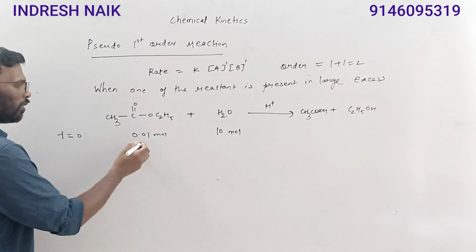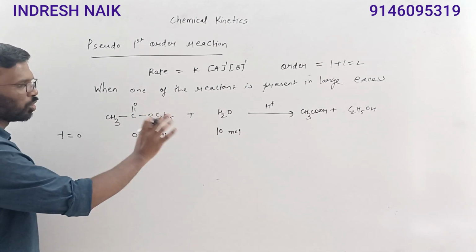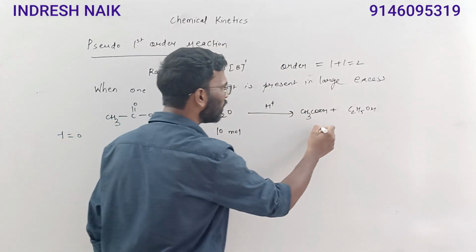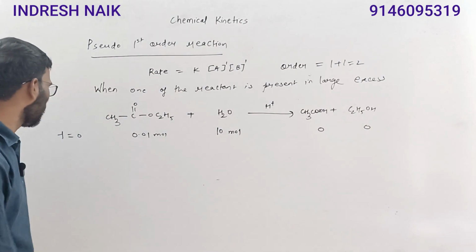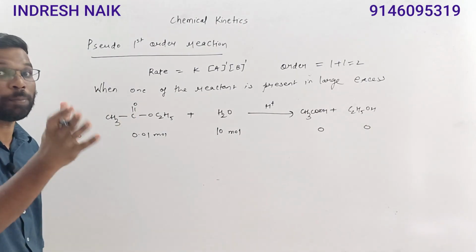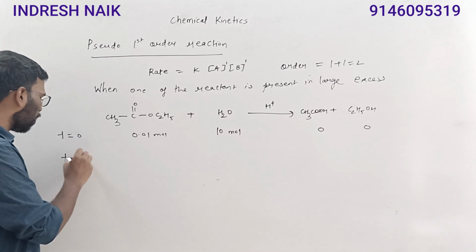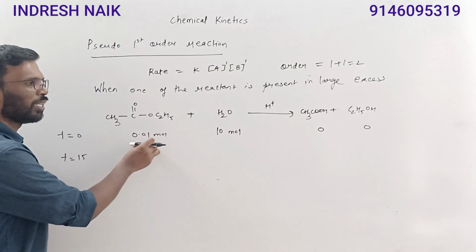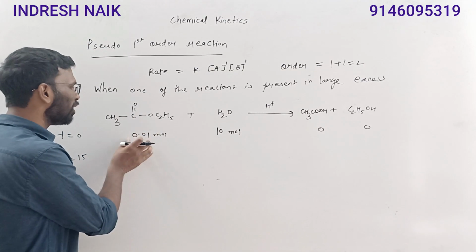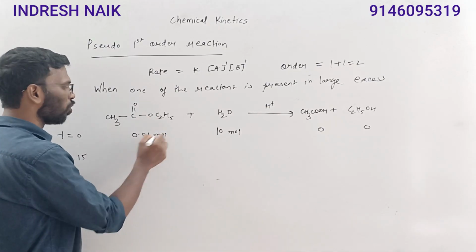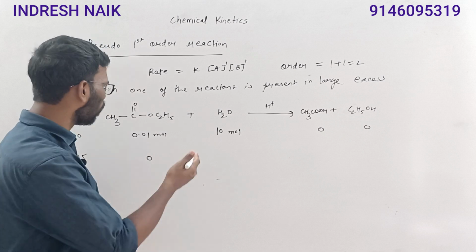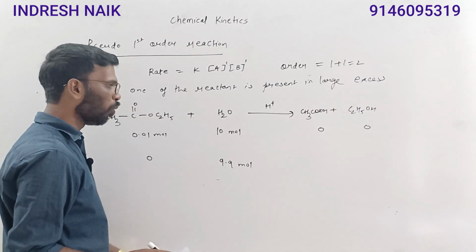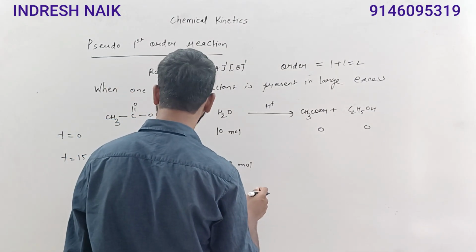Now don't worry about the reactant, but while doing a reaction, the concentration of the reactant at time t equal to 0 is 0.01 and this is 10 mole. You can see that this is a very large value compared to this. And this is 0 and this is 0 because the reaction has not started. Let's say this reaction takes 15 minutes for completion. After 15 minutes, since this is a limiting reagent present in a smaller amount, it will get completely consumed. This will be 9.9 mole which will be remaining.